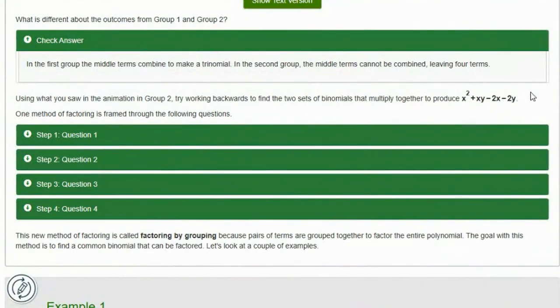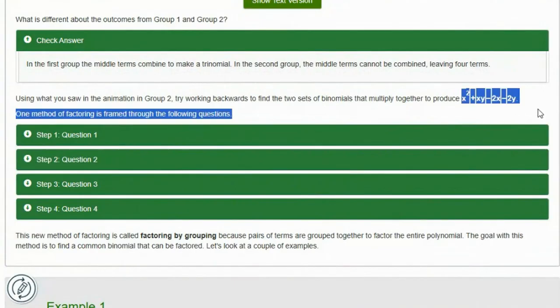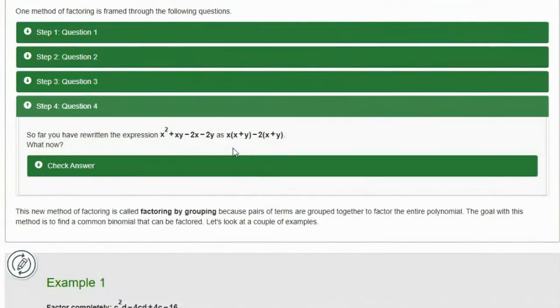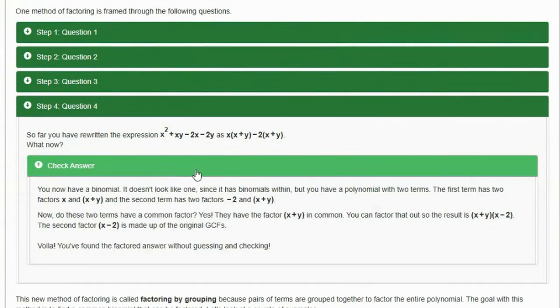Because otherwise, when we look at that, how in the world can you even factor something like that? Well, we can do it by factoring by grouping, because pairs of terms are grouped together to be able to factor a piece at a time. So that's where they have the original x squared plus xy minus 2x minus 2y.